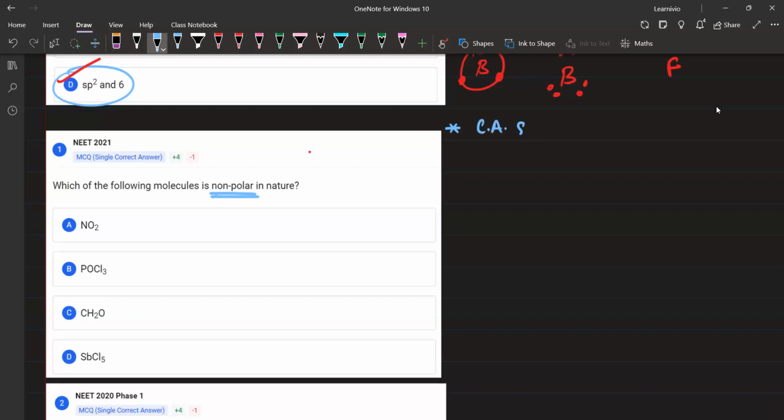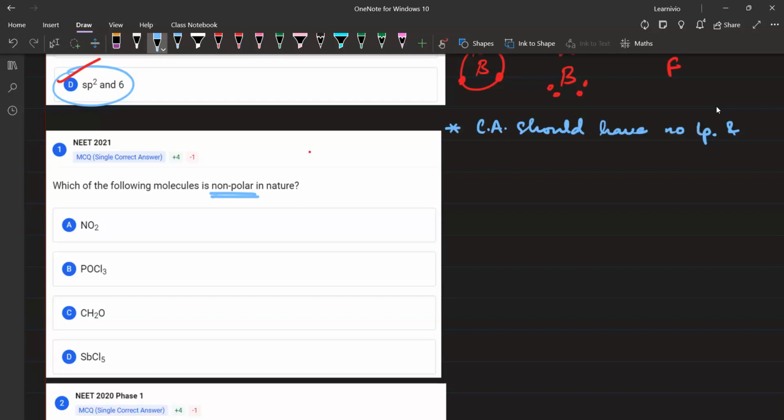the central atom should have no lone pair, and all surrounding atoms should be the same. There will be a high dipole moment in the direction where the lone pair is present. And if the surrounding atoms are different, then some atoms will be more electronegative and there will be more polarity in that direction.